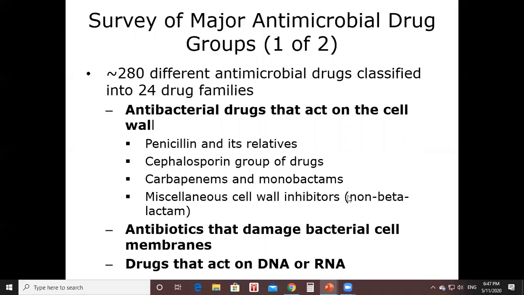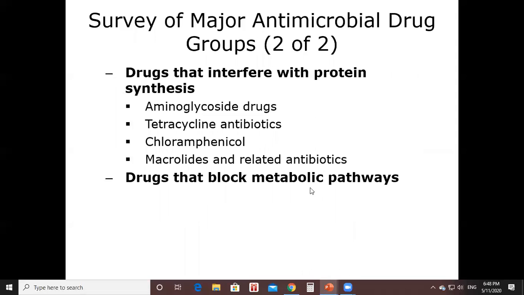Okay, let's go over that again. What I want you to know are the parts that are highlighted or bolded. You have antimicrobial drugs that act on the cell wall, some that damage bacterial cell membranes, some that act on DNA or RNA, some that interfere with protein synthesis, and some drugs that block metabolic pathways.